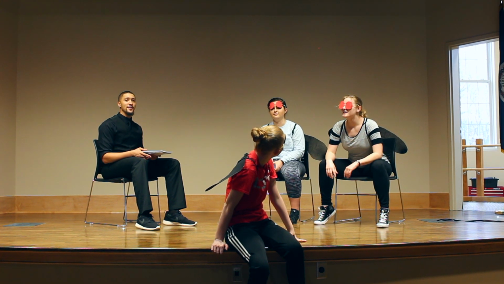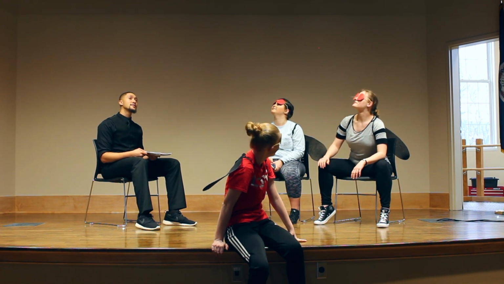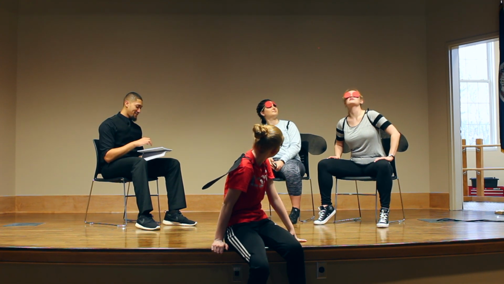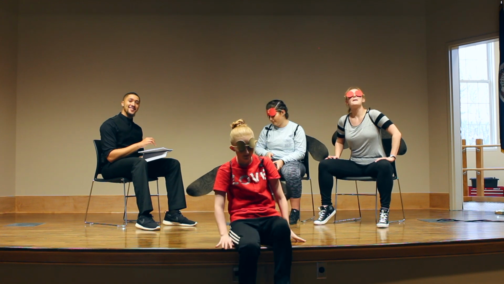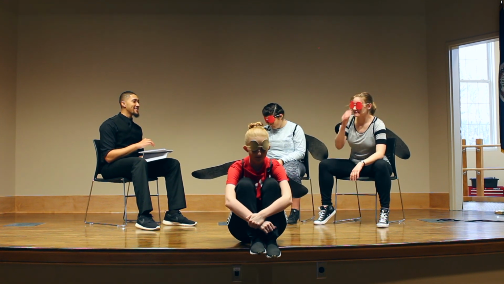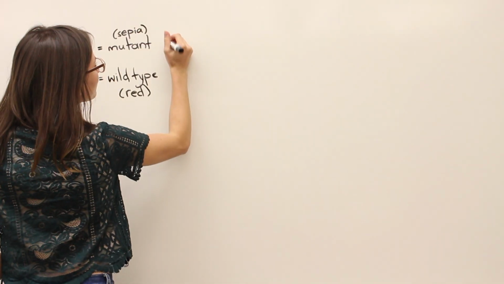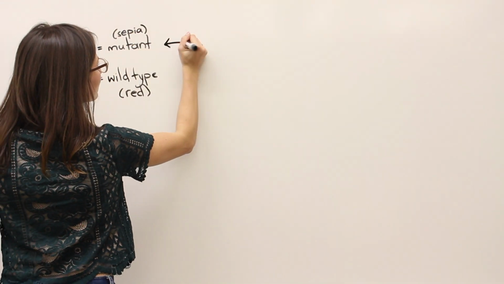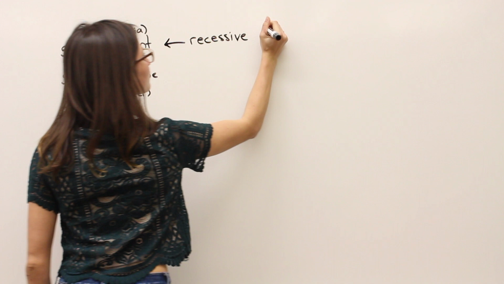Well, Buzz, for sexually reproducing species, we typically have 2 copies for each gene. These might be 2 dominant, 2 recessive, or 1 of each. If you have 1 of each for eye color, you'll only express the dominant trait. Sepia is an autosomal recessive trait that only shows up if both parents carry that recessive gene.